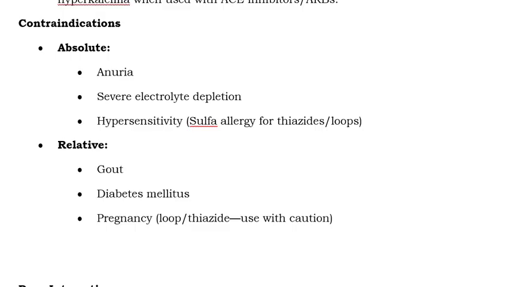Relative contraindications are situations where you might use them, but you need to weigh the risks and benefits very carefully and monitor closely. This includes gout, as we mentioned. Diuretics can sometimes trigger attacks by raising uric acid. Diabetes mellitus, because they can sometimes affect blood sugar control, requires closer glucose monitoring. And pregnancy. Particularly for loop and thiazide diuretics, their use should be cautious and generally only if really necessary, and the benefits outweigh potential risks. Okay, use with caution in gout, diabetes, pregnancy.